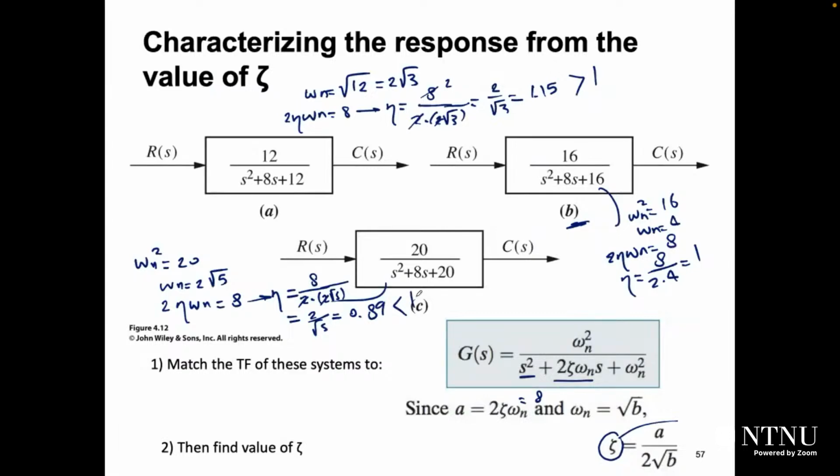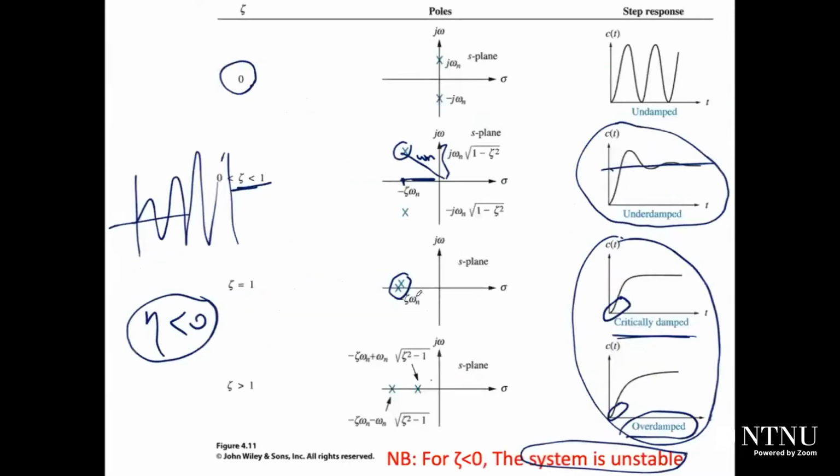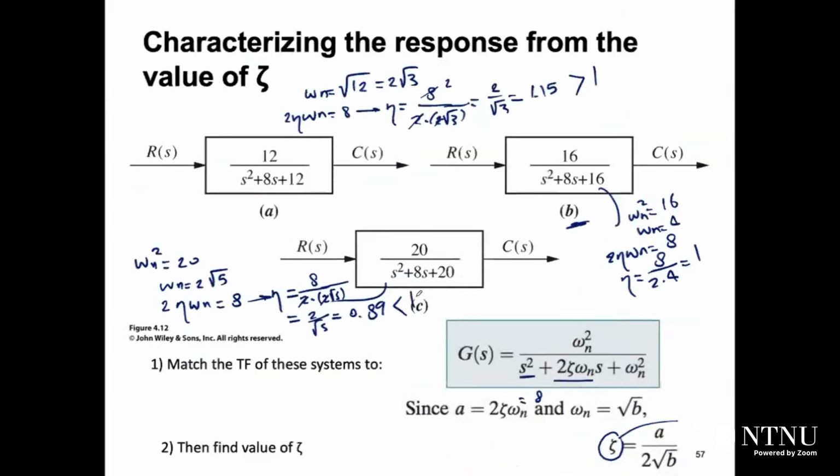When it is less than 1, your system will be underdamped, right? This one will be underdamped. So this one underdamped. This one overdamped, greater than 1. This one critically damped. Sorry, this one overdamped.